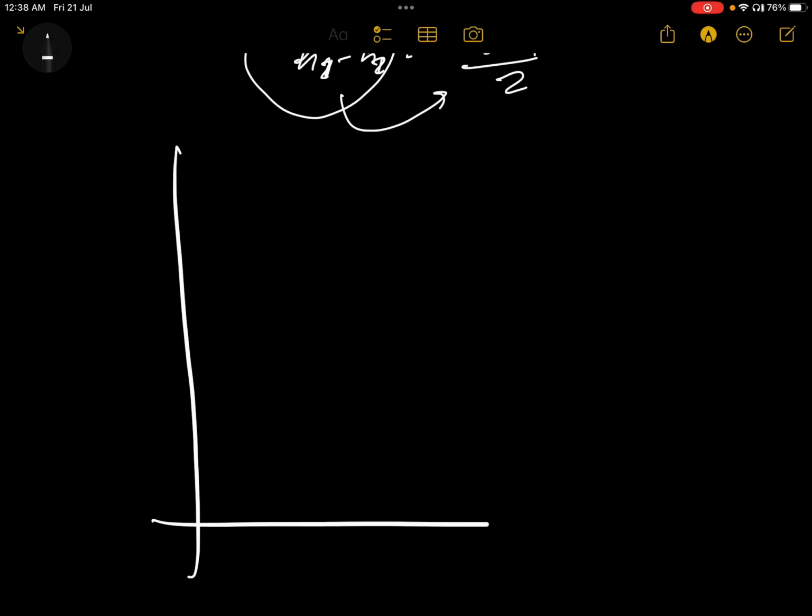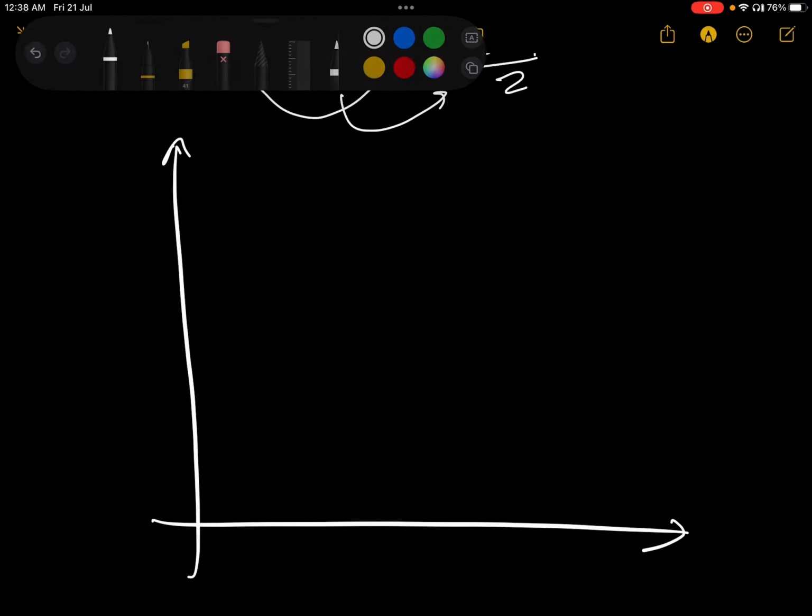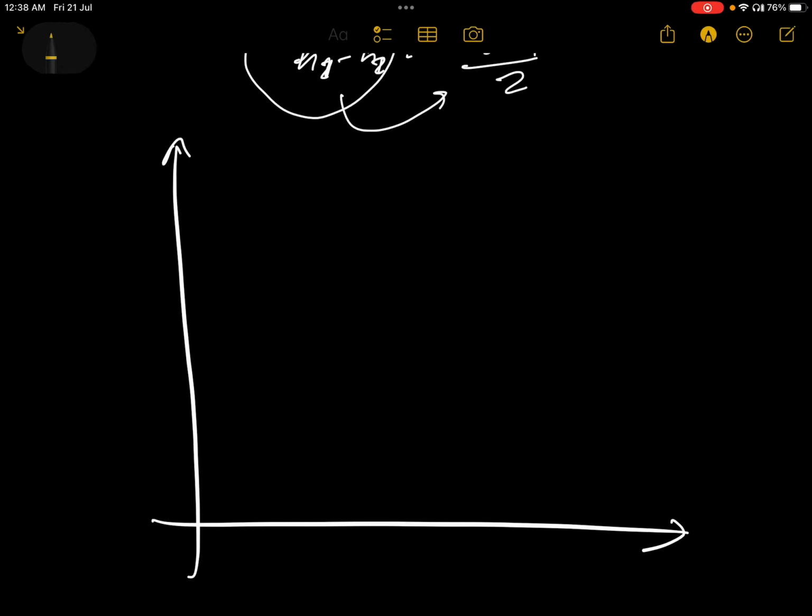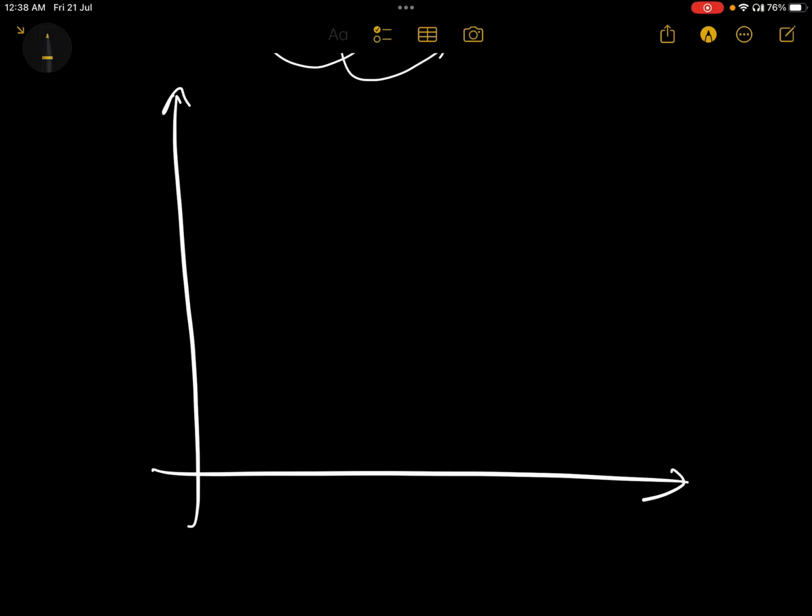Graphically, we'll try to understand what energy transformation is. Let's say this is the entropy axis and this is the enthalpy axis. We have a state at H1; the temperature will be T1 and the pressure will be P1. This is the first state.